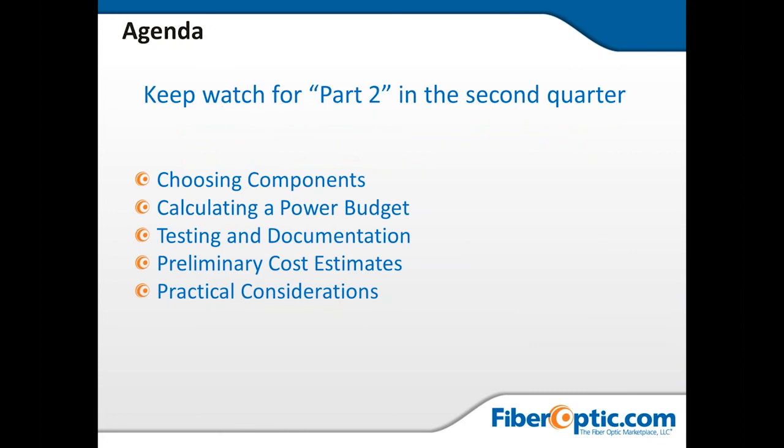All right, so in part 2, which we will do sometime in the second quarter this year, I don't have the exact date. I'm looking at our list here, and no, I don't have the exact date yet for our part 2 of this series. But keep an eye out. We'll be sending out emails, and just keep checking in. But we're going to talk about choosing our components. We're going to calculate loss budgeting. We're going to look at testing and documentation, some preliminary cost estimates, and then some practical considerations. Stuff to look at and make you go, hmm.